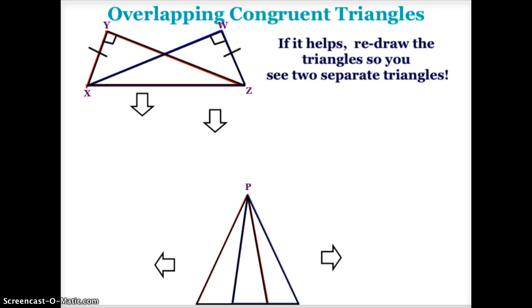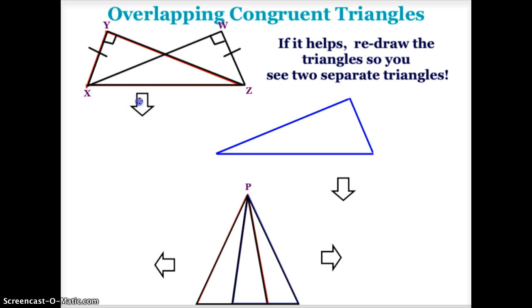Sometimes you're going to have two triangles that are overlapping, and you're going to have to try to prove which ones are congruent to each other. So if I were to look at this first picture and I see that I have this triangle and this triangle, I'm trying to prove that they're congruent. If I were to take them apart and redraw them, sometimes it's easier to see in the picture if they're taken apart which sides are congruent.